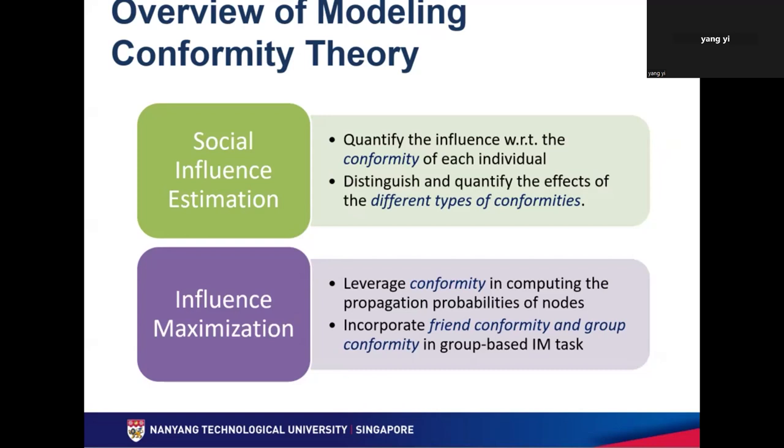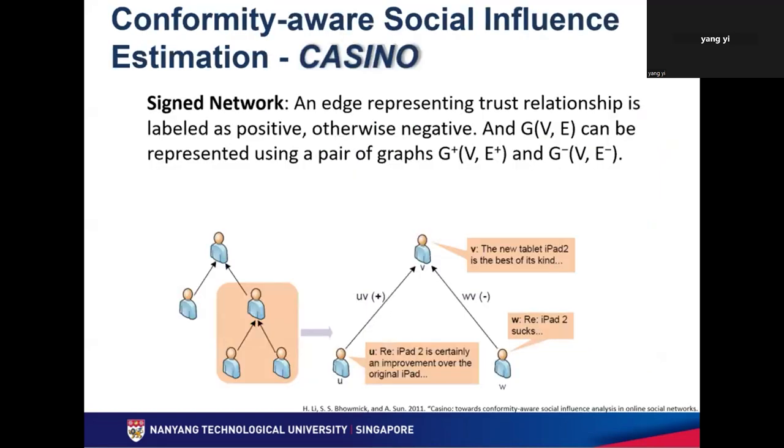In both questions, I will introduce two representative strategies, due to the time limits. Based on the introduction of the two representative strategies, I'll also introduce how other psychology theories, such as confirmation bias and interference theories, can lead to different strategies. For the first part, influence function estimation, I'll introduce two different representative tasks. First is named Casino. Recall that in the social network, we can model each node using a pair of functions, the influence function and another conformity function.